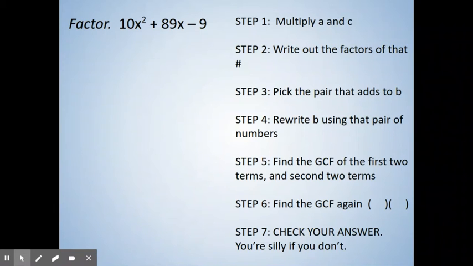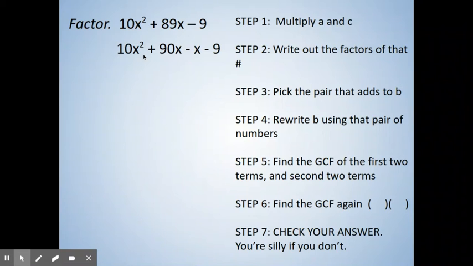This is where it's different. Those numbers aren't going to be in our final answer. Instead, we are going to rewrite B. We're going to rewrite that middle term using that pair we just found. So we're going to use that positive 90 and negative 1 to rewrite this. When I do that, it's going to look like this. This is where that positive 90 and that negative 1 went.